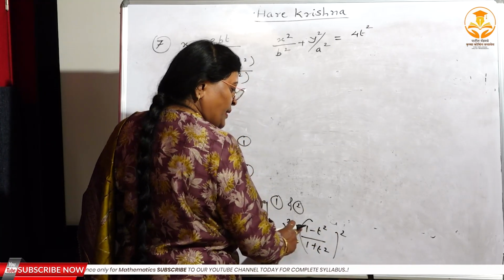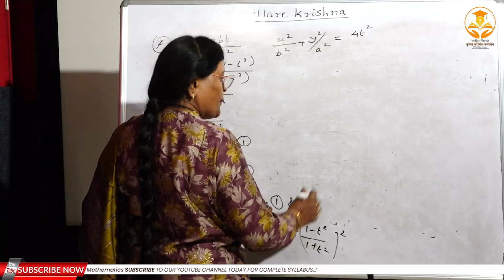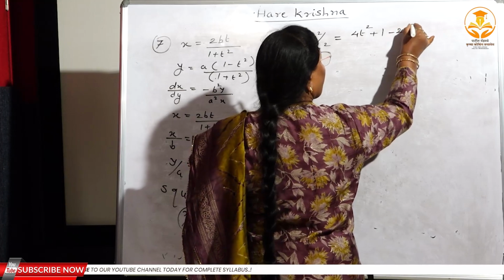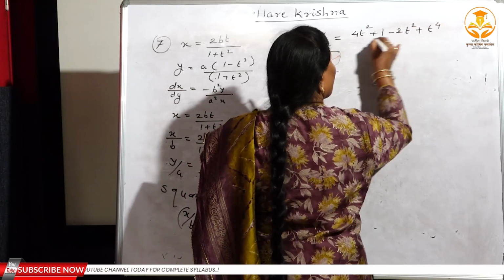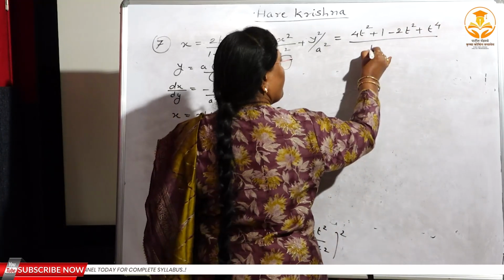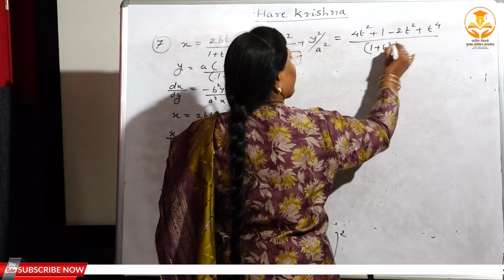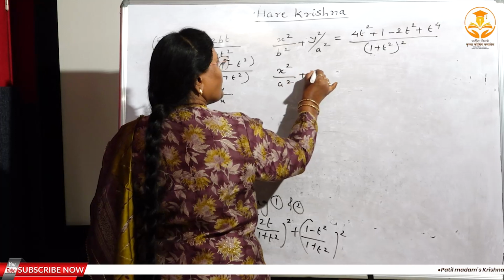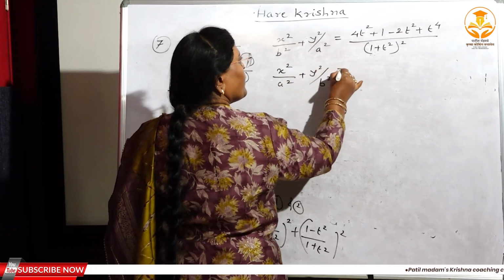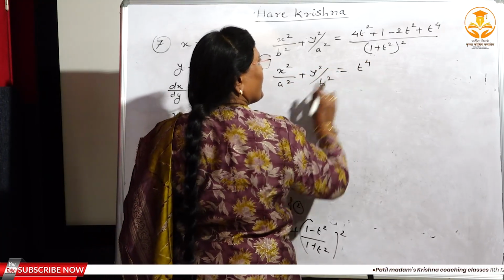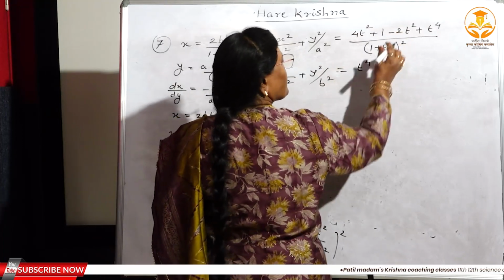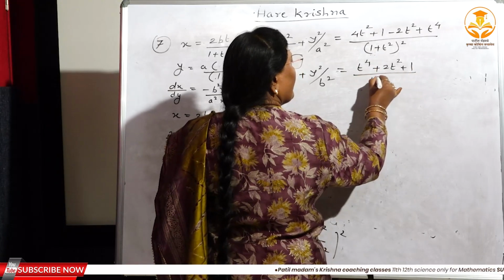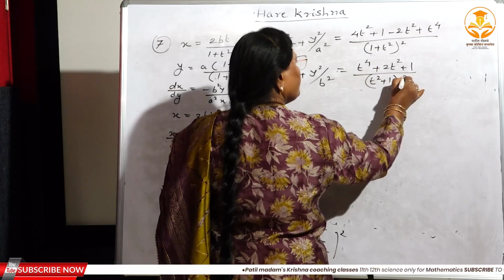(a−b)² means a² minus 2ab plus b², so here you have got 1, again twice the multiplication of the two terms, and the square of the second term, divided by (1+t²)², right? Now x²/a² + y²/b². Here t to the power 4 remains as it is. 4t² minus 2t², here you have got (t⁴ + 2t² + 1)/(t²+1)².